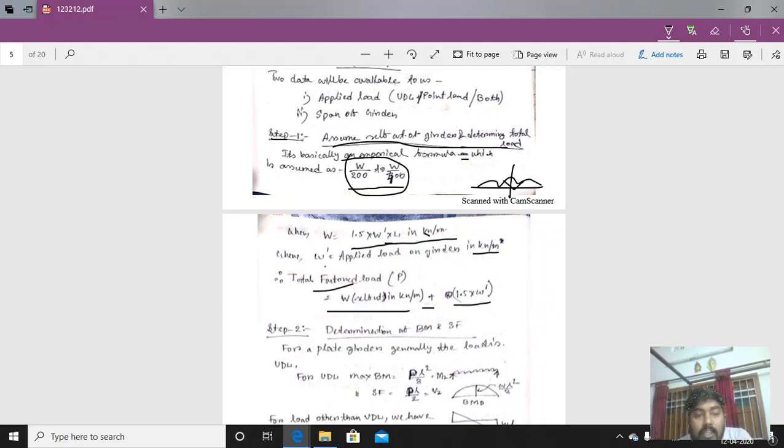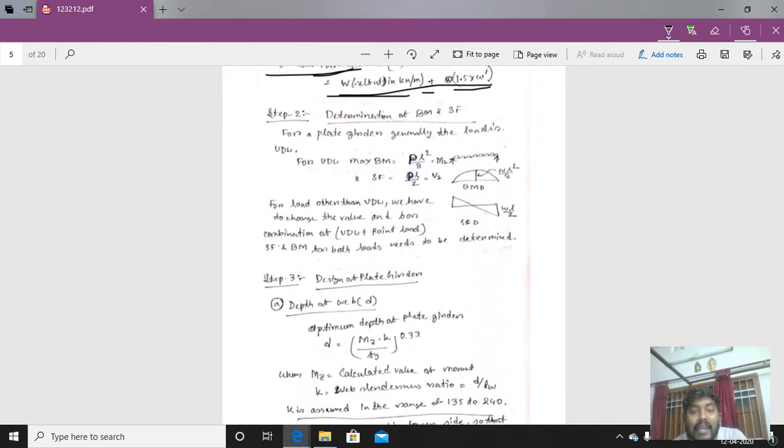So this total factored load has to be calculated. This is the first step, the load calculation. First we have to determine what is the load coming on the girder. The second step is the determination of bending moment and shear force. So then the bending moment and the shear force we need to find. What is the bending moment and shear force coming to the plate girder?